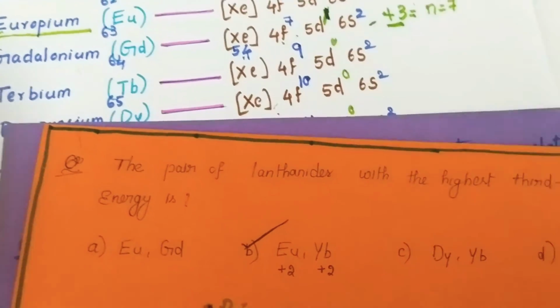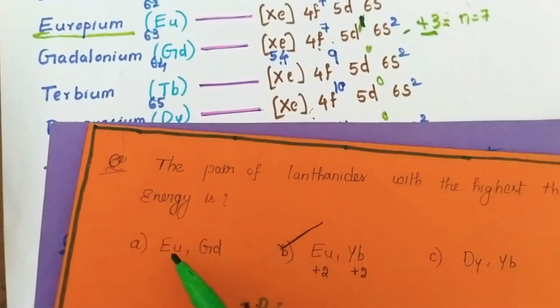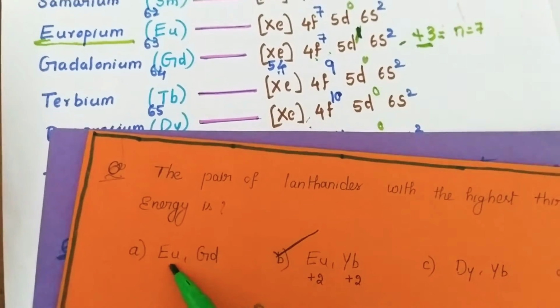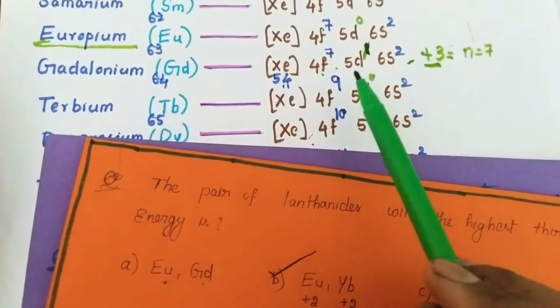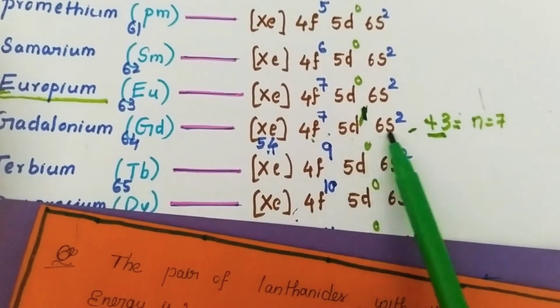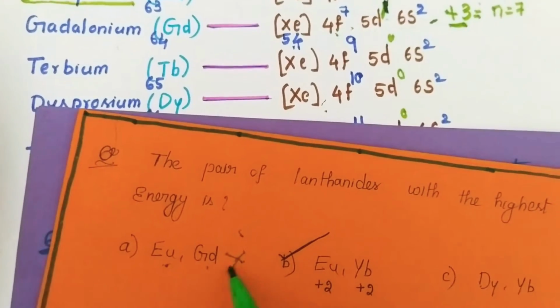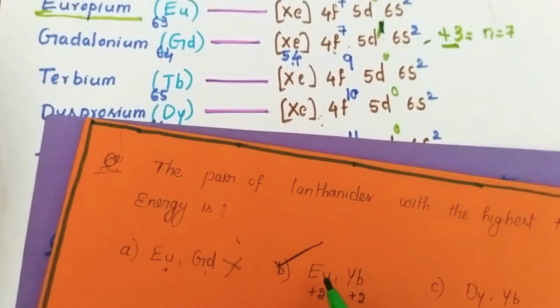So from europium, it is very tough to remove the third electron. So this is correct. Coming to the gadolinium, you can see the configuration here, 5d1, 6s2. You can easily remove the third electron. So this is the wrong option. Coming to this one, europium is right.